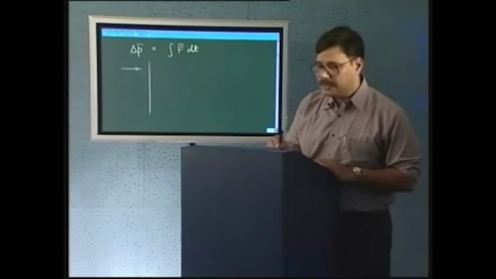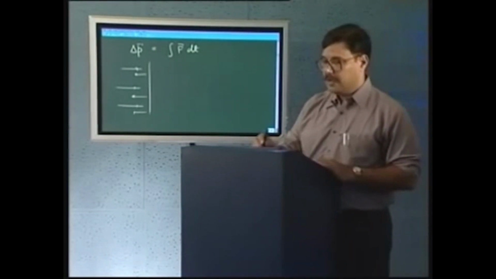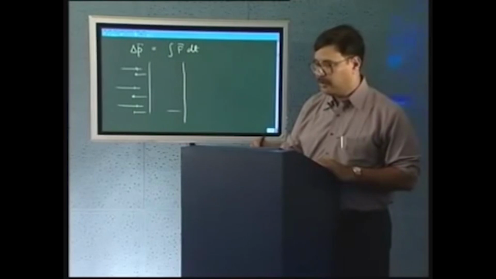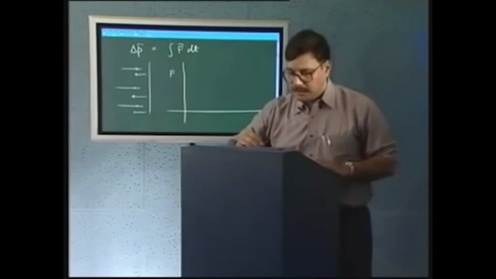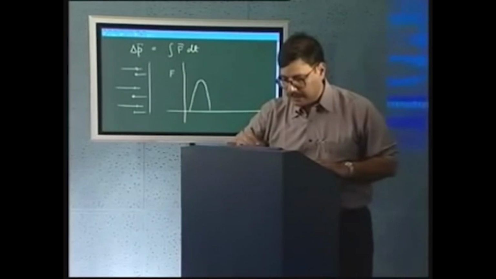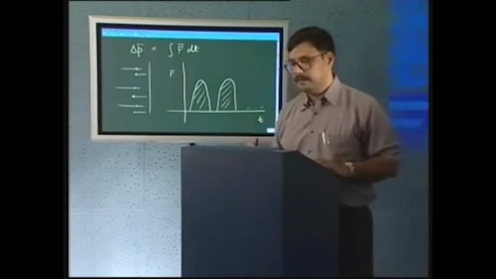One ball comes, hits it, goes back. Second ball comes, hits it, goes back. Third ball comes, hits it, goes back. In that case, if I were to plot the force on the wall with time, it is going to be: the first ball hits, goes back. Second ball comes, hits, goes back, and so on.